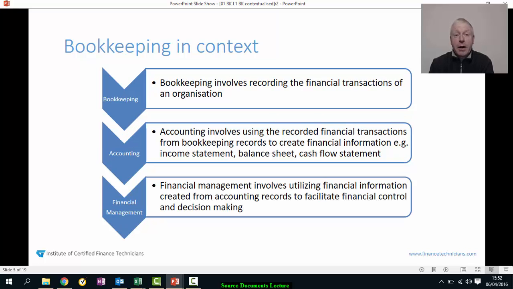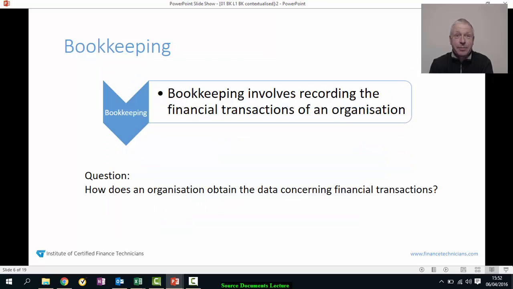Then the next part of the equation would be financial management, which deals with decision making and control of an organization and the useful use of its resources. So in relation to that, financial management involves utilizing the financial information created from accounting records to facilitate financial control and decision making.